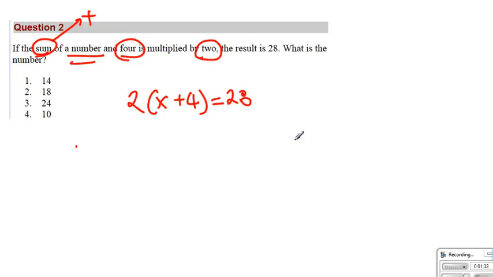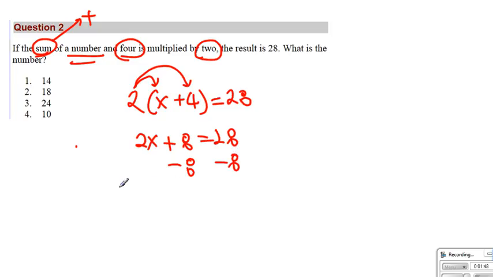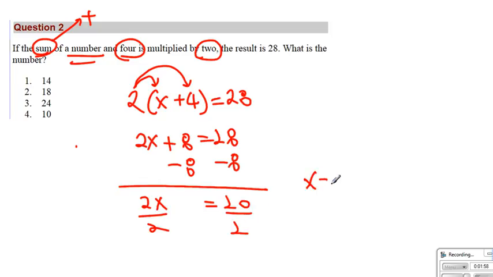Now, what's going to be happening? Yes, you can distribute 2 on both sides. So we'll end up getting 2x plus 8 equals 28. Then just like earlier, we can subtract 8. Then we have 2x is equal to 20. How are we going to get the value of x? When we divide by 2, you will realize that x must be equal to 10. Alright, choice number 4 becomes our answer.